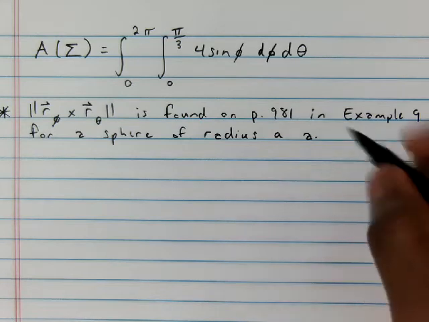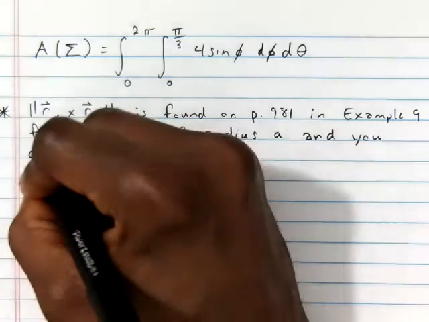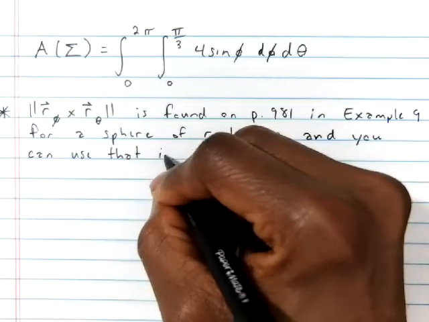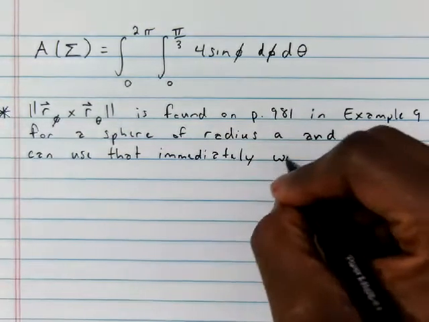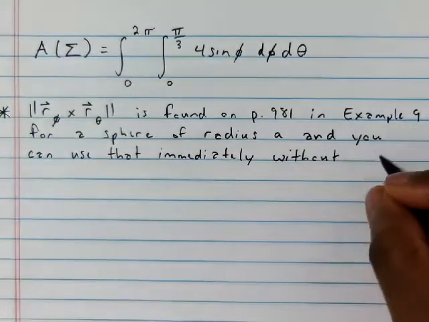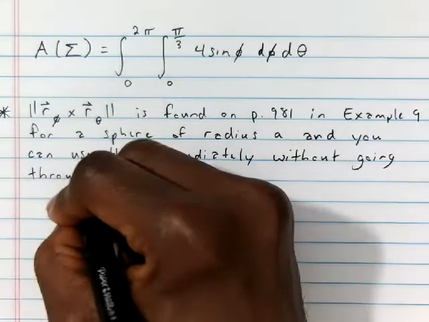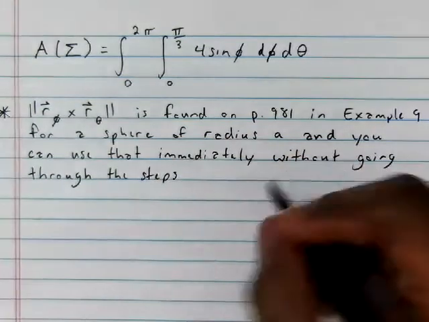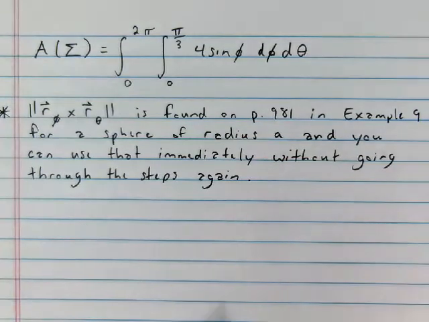It's found on page, and you can use that immediately, without going through the steps again. You've seen me do it once already, and they do it in the book, so there's no need for you to do that over and over again. You just plug in whatever your radius A is.